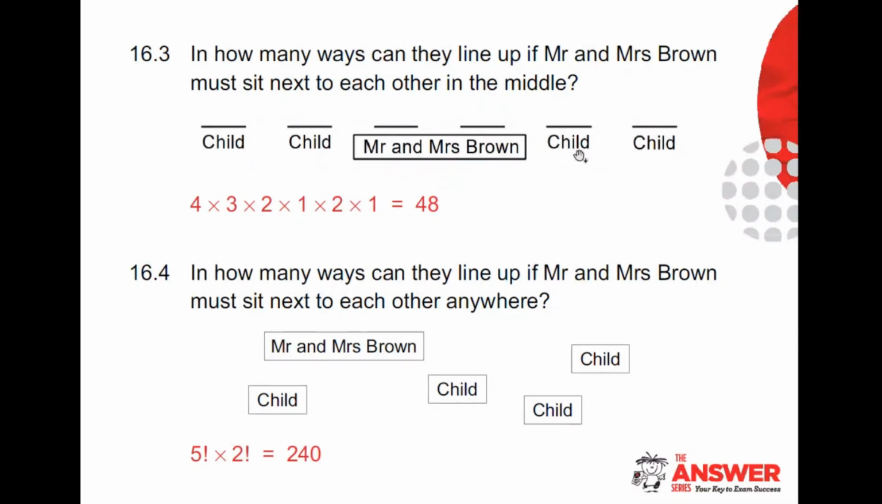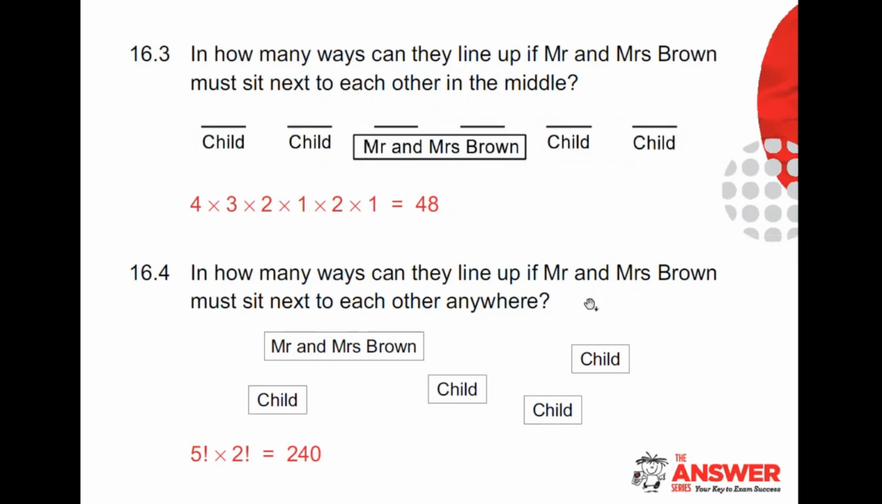This is a child. How many children have I got left to sit in chairs? 2. That's a child. How many children are left to sit in a chair? 1. So it's 4 possibilities, 3 possibilities, 2 there, not because I'm doing a factorial, but because this is Mr. or Mrs. Brown. 1 there because it's the other one of Mr. or Mrs. Then 2 because there are 2 children left, and 1.